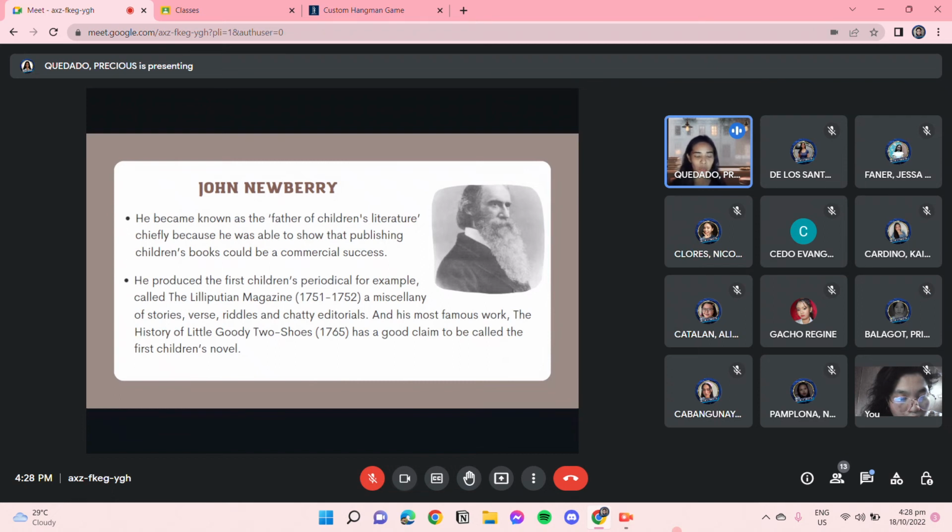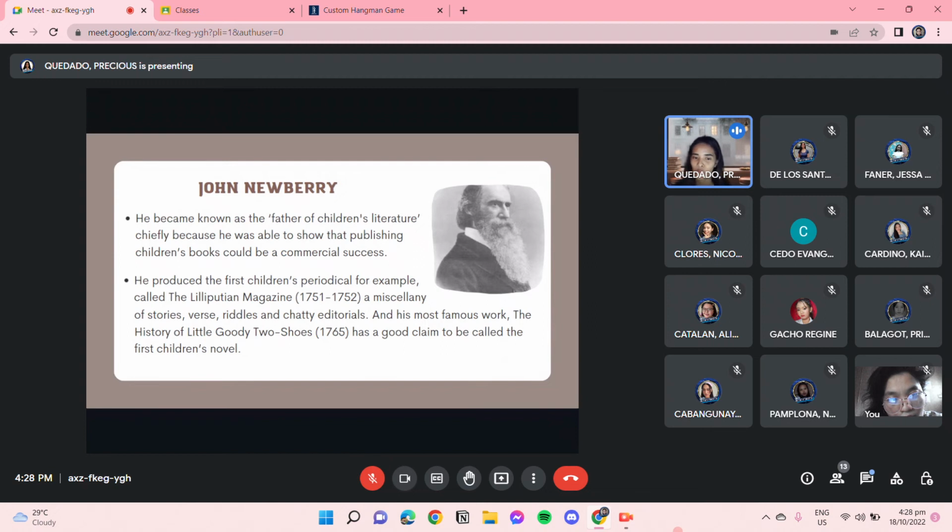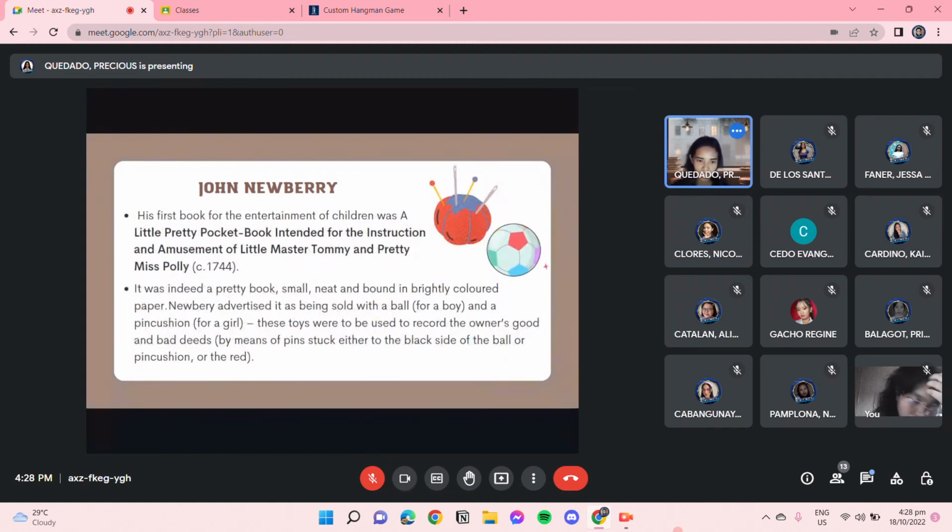He also has a work named The History of Little Goody Two Shoes in the year 1765. Imagine being a pioneer, because this book is considered the first children's novel. So let's see, how did John Newbery commercialize? How did he persuade buyers to buy children's books? It was not really a trend before. Why did the parents of the children really buy these books for their children?